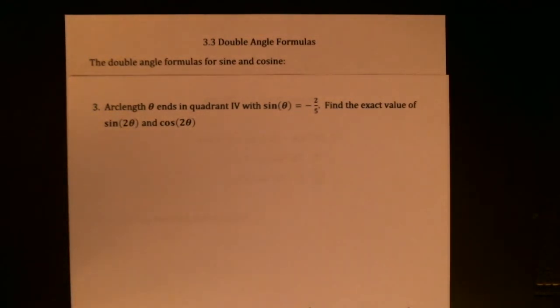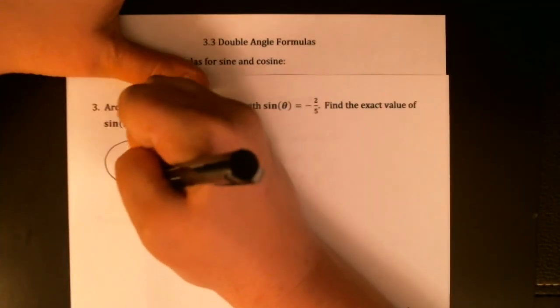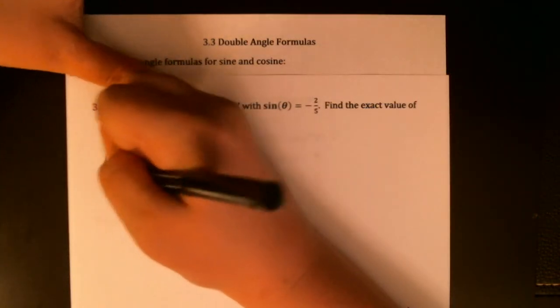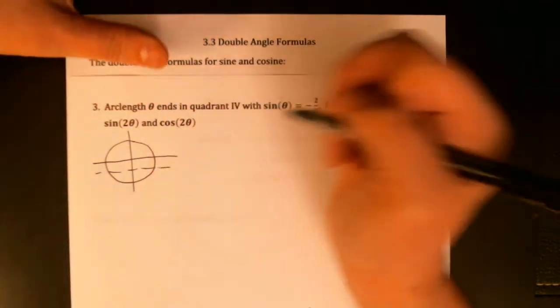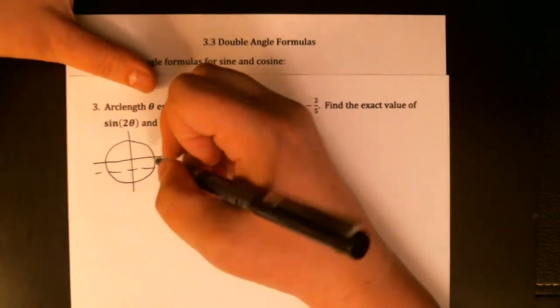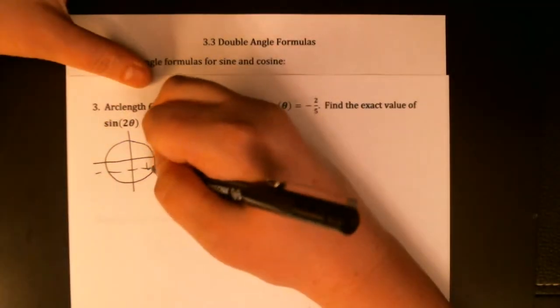So this first problem tells us that we're working with arc length theta, which ends in quadrant 4, and we know that sine theta is equal to -2/5. So we have a point in quadrant 4 whose y-coordinate is -2/5. Think about that, not quite half. Okay, well that maybe looks a little bit low, but it'll give us the idea. So theta ends right here.